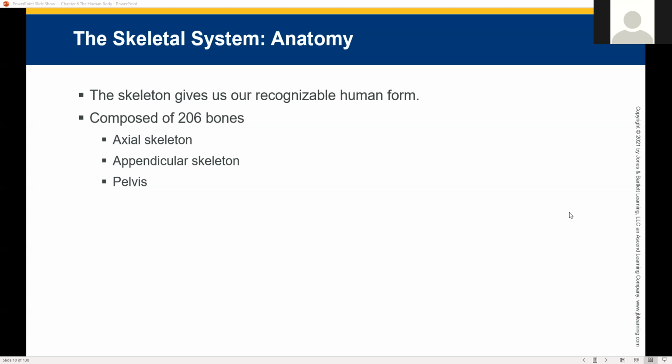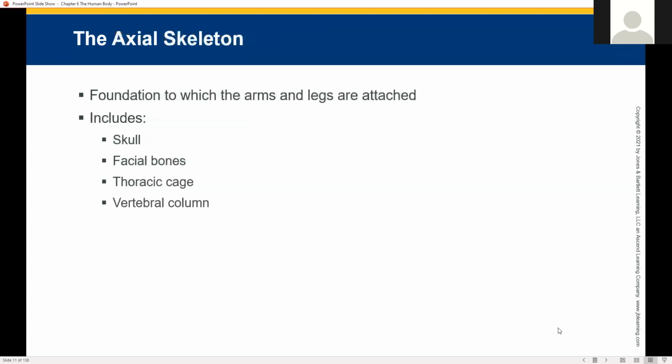So anyway, you've got the axial and appendicular skeleton or whatever, and we'll kind of talk about these as we go. The pelvis is where they both kind of come together. So I'd remember that too. All right, so you've got the skull, the facial bones, the thoracic cage, and the vertebral column here. This is part of the axial skeleton. And we'll kind of talk about the different parts of it here in just a minute.